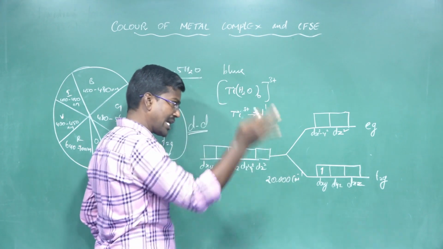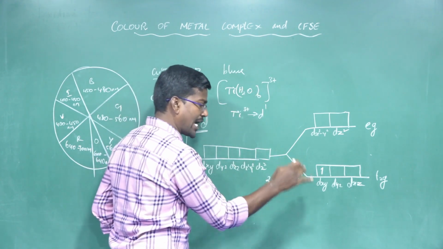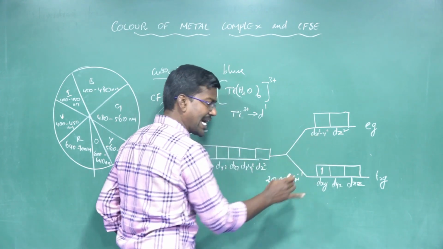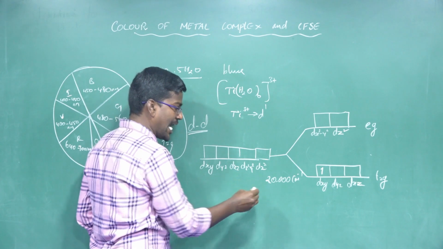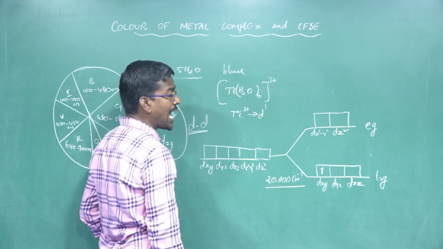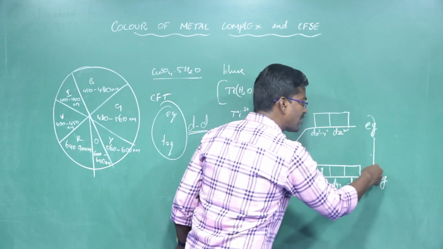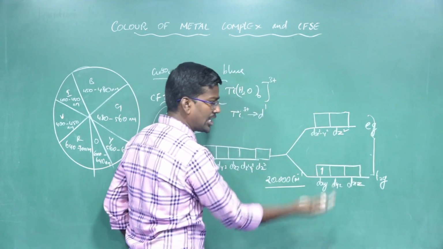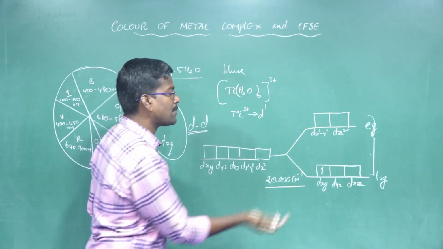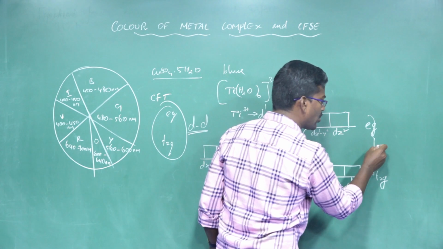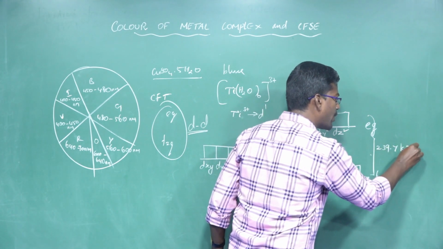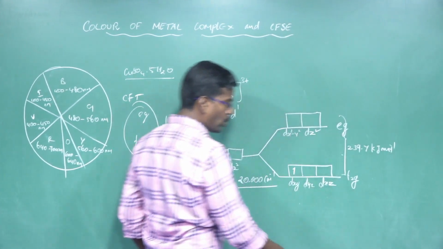When white light falls on the complex, one unpaired electron is excited from a lower energy level to a higher energy level. Here, spectral data shows the absorption maximum is 20,000 centimeter inverse, and the corresponding crystal field splitting energy, for the t2g to eg energy level transition, is known as the splitting energy. It is equal to 239.7 kilojoule per mole.